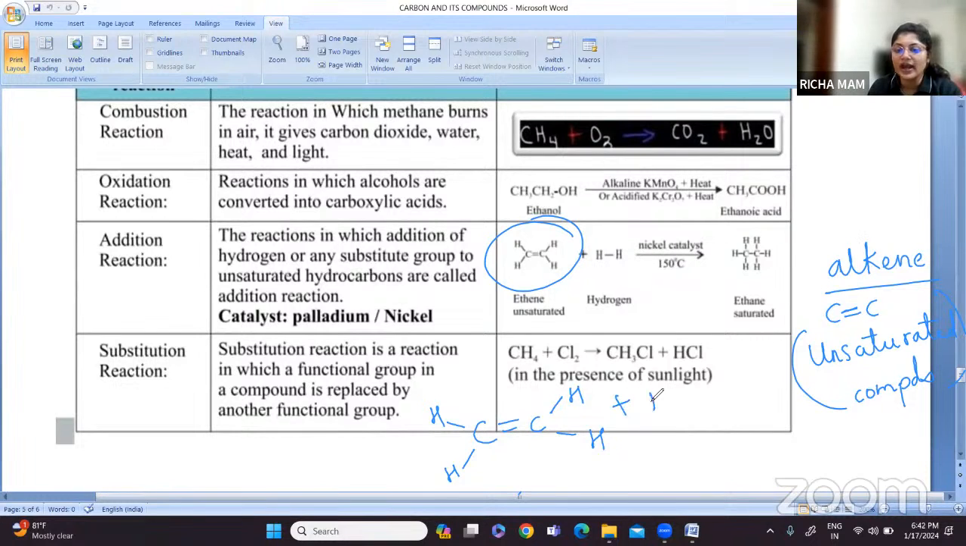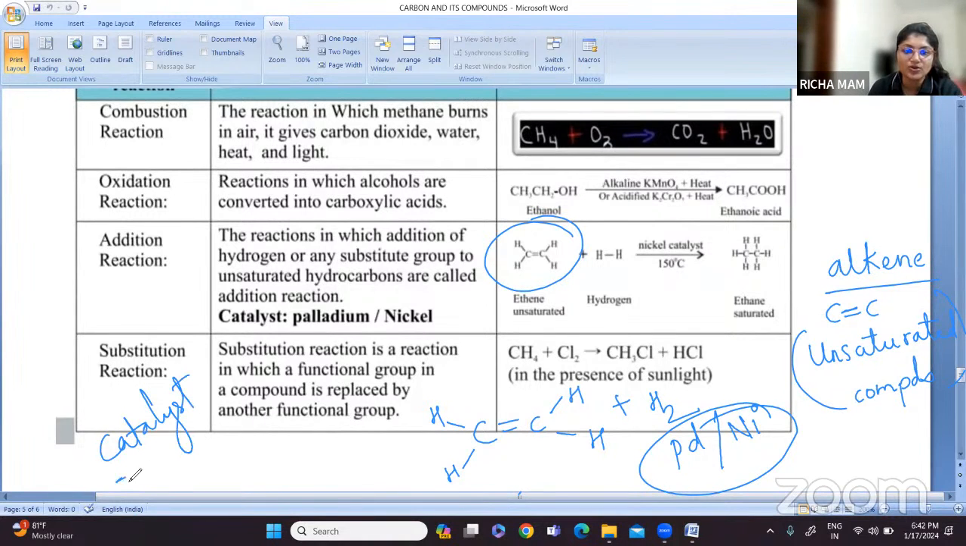To this alkene we are adding hydrogen in the presence of palladium or nickel as a catalyst. Palladium and nickel are metals, and this acts as a catalyst. Now, what is the role of catalyst, students? The catalyst will increase the rate of reaction. It will fasten the reaction.